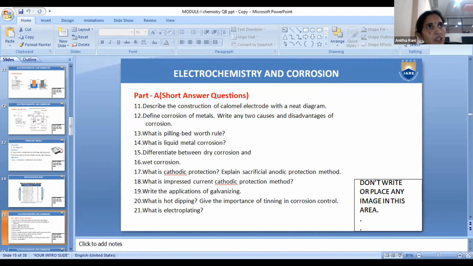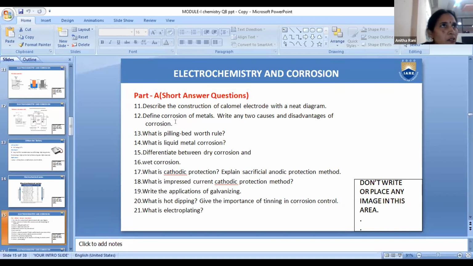How many openings are there? Two inlets. From one inlet, you will take KCl. The other inlet, you will connect to the salt bridge. So that is the construction of the calomel electrode.